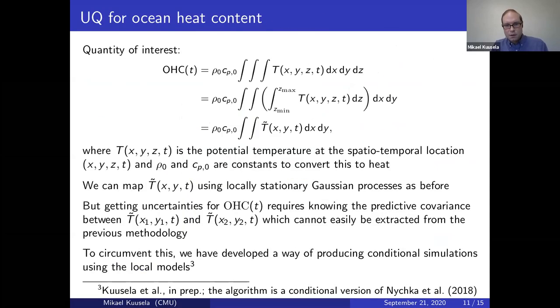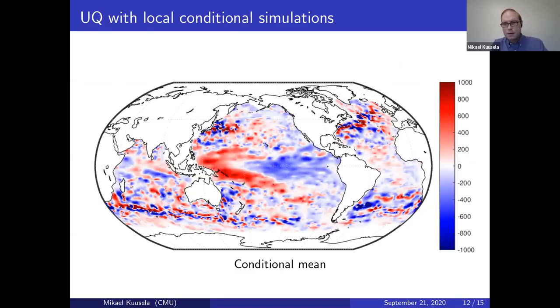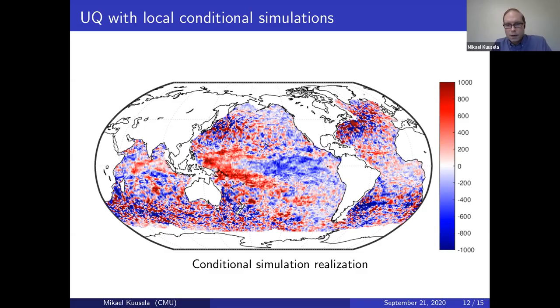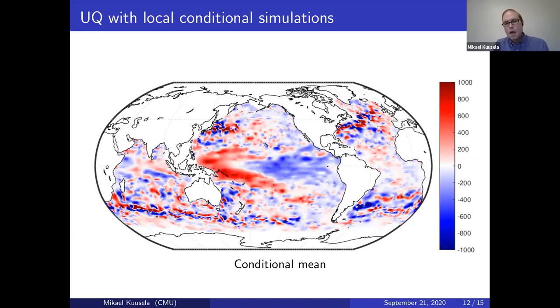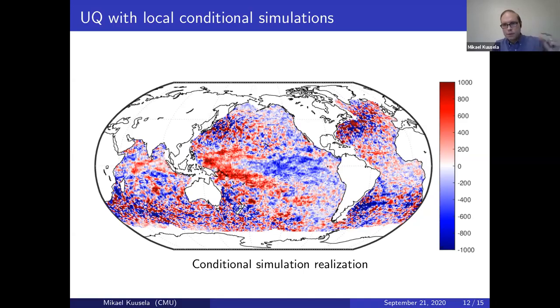So let me show you how this works. So here's again a mapped field. This is the mean of that predictive distribution, that high dimensional distribution for this map. Here's one conditional simulation realization from that. So again, this is a realization from that high dimensional distribution for which this is the mean. At any given location, sampling this would give you the variance at that location. But the point is that when we sample a map, we also get the correlations across different locations. And this is done in such a way that it captures the predictive correlations we have given the data we have and the model we have.